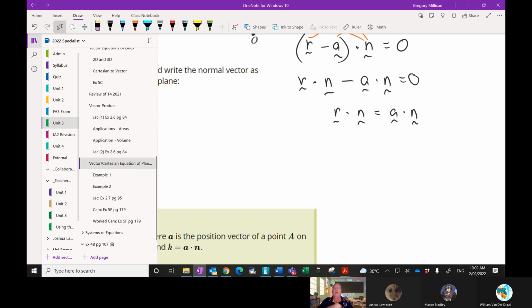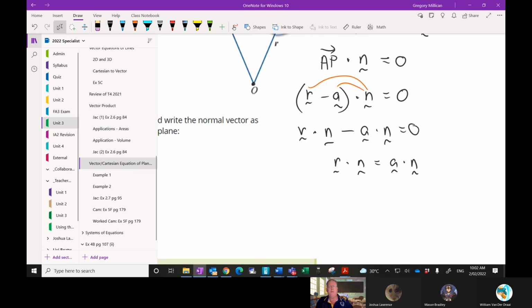All right, so let's go back up to, what do I want to do here? Yeah, I want to go back to this equation here. Okay, so let's go back to that and see if we can sort out what our Cartesian equation is going to be.